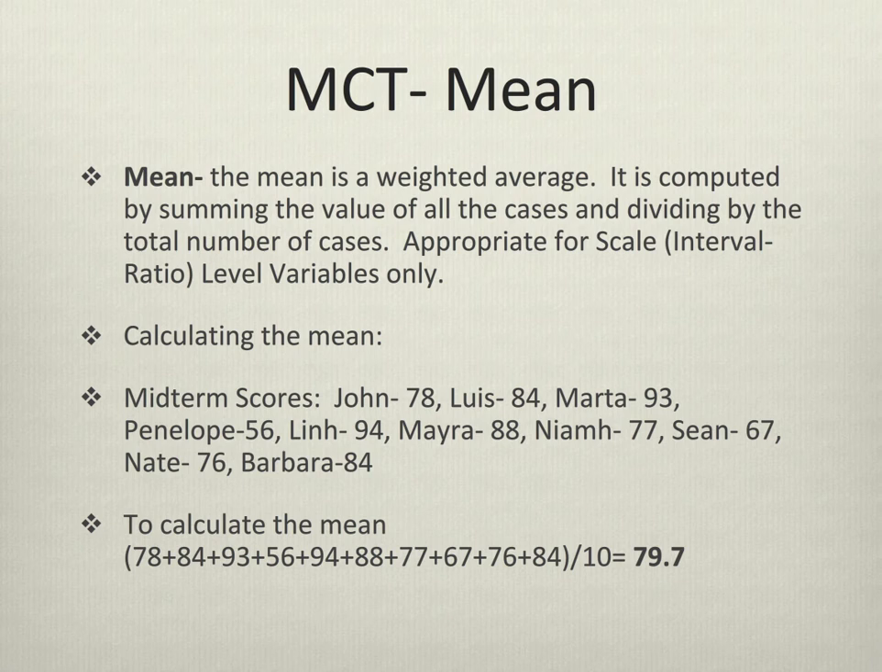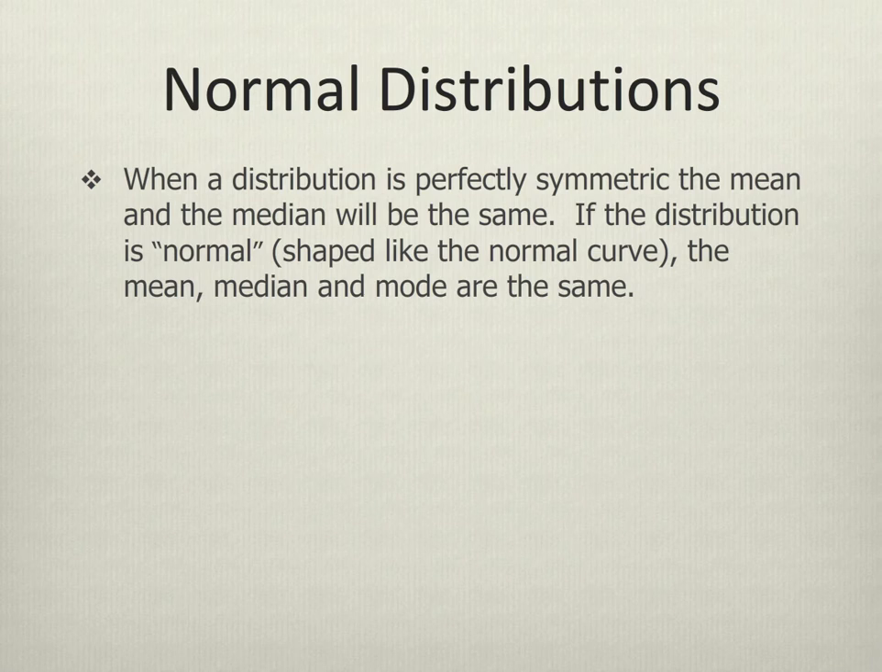Here I have an example of midterm scores. I've added up each of the students' scores on the midterm and taken the average, and we can see that the average midterm score out of 100 was 79.7, or right around a C plus, B minus. When a distribution follows the normal curve, we expect the mean, median, and the mode to be the same.